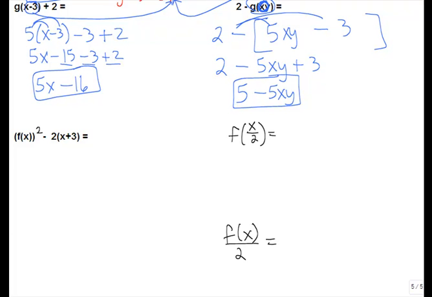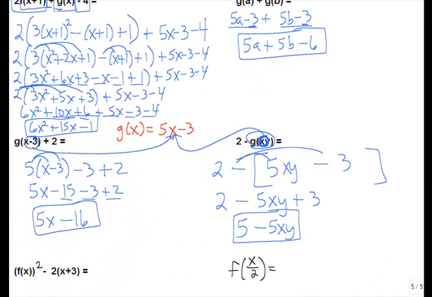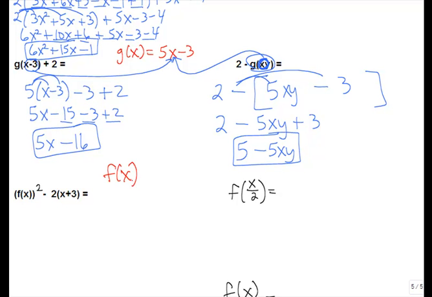Alright, the next one here is f of x quantity squared minus 2 times the quantity x plus 3. So let me recopy what f is. It's 3x squared minus x plus 1. So if I want f of x quantity squared, first of all, I want to know what just f of x is, and that's a normal input. That's a normal x in there. So I don't have to input in anything crazy or different or new. I'm just going to use the plain old rule for whatever f of x is, and that's this 3x squared minus x plus 1.